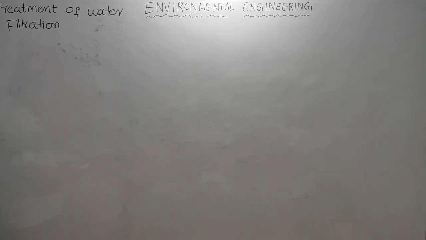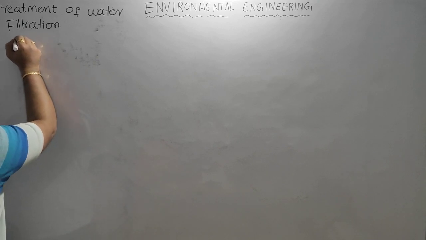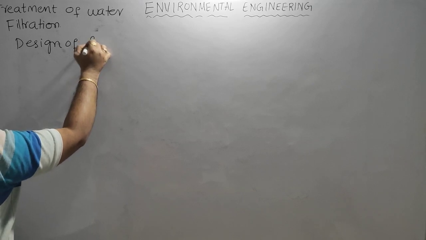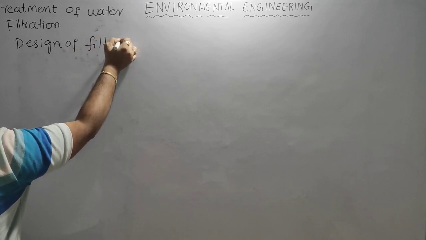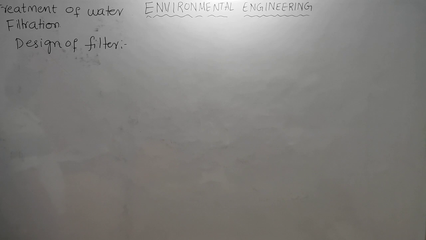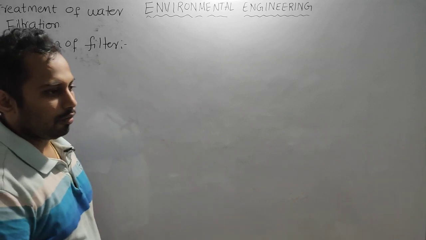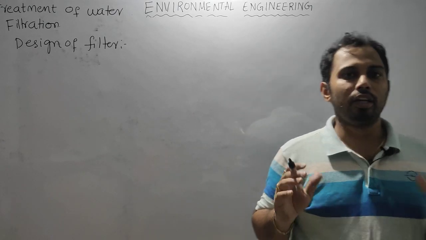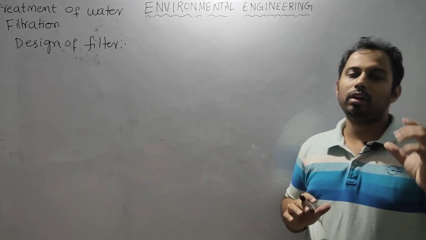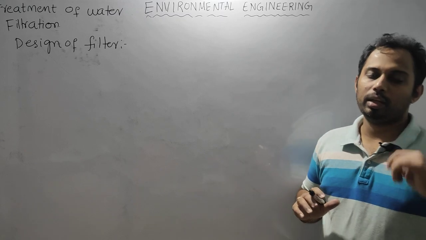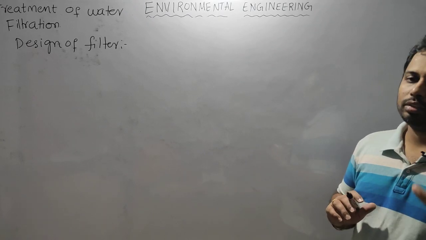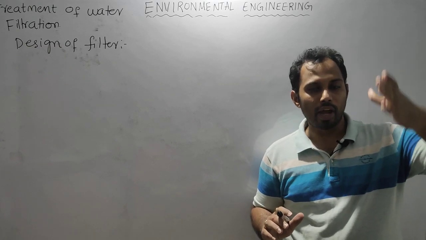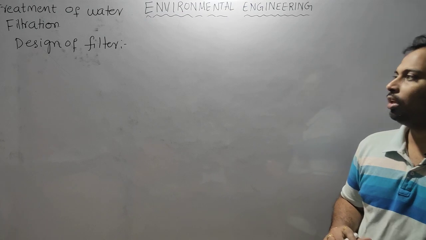Next is design of filter. See what is meant by the design of a filter? Because in filter the specifications are defined already. What is the depth of the filter media required, what is the depth of the gravel required, or what is the under drainage system required. Everything is so. In terms of height, we have no control.